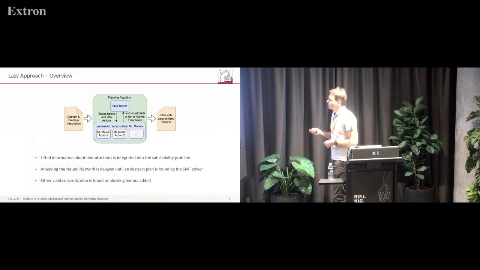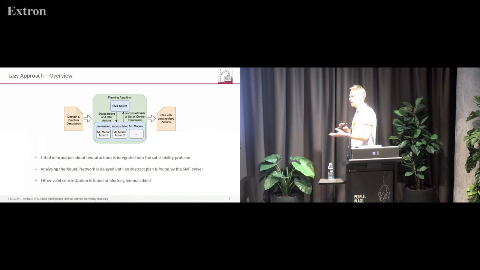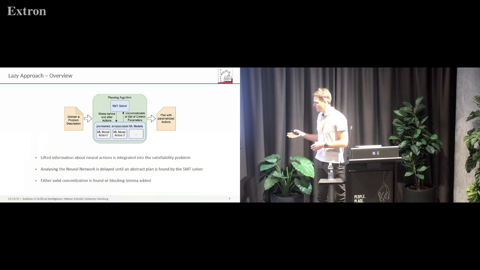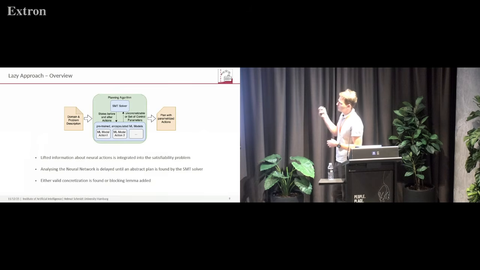So we have at the higher level an SMT solver which solves an abstract planning problem, which gets some lifted information about the neural actions. The neural actions are those actions whose effects are described with the neural network. So the SMT solver gets some lifted information about the neural actions. These are integrated in the satisfiability problem. We search for an abstract plan.